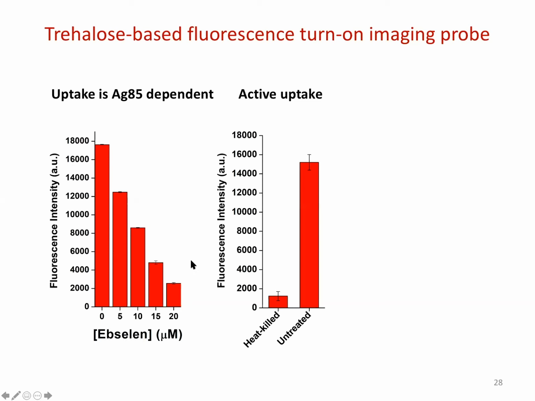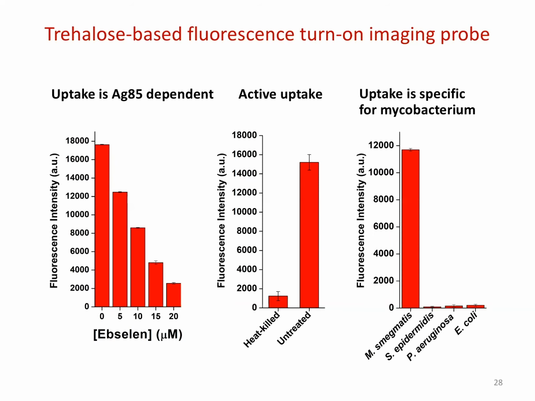We then checked the uptake on the heat-killed bacteria, and it is not taken up much at all. So that tells us the uptake is active uptake. It needs the bacteria to be alive. Finally, we checked on other gram-negative and gram-positive bacteria: the gram-negative Pseudomonas aeruginosa and E. coli, and the gram-positive Staphylococcus epidermidis. In all cases, you can see the fluorescence is minimal. So that tells us that the uptake is very specific for mycobacteria.